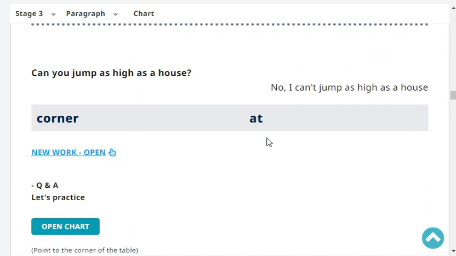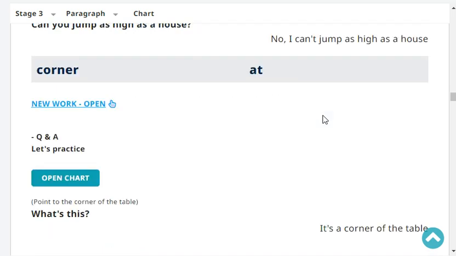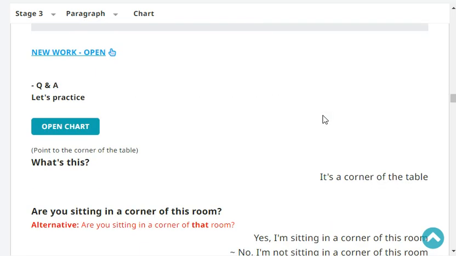Let's start. Can you jump as high as a house? No, I can't jump as high as a house. Very good.